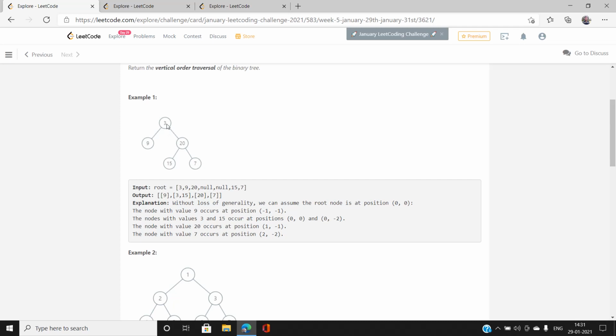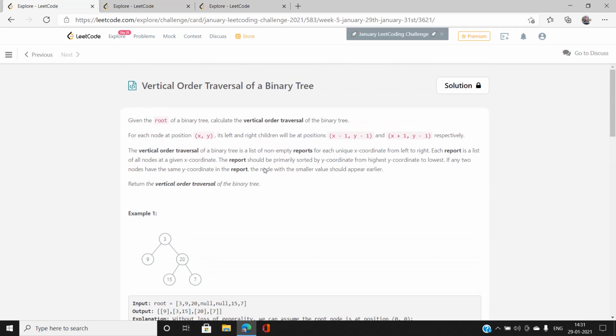Then when we move to the node with value 9, our x coordinate is going to decrease because we are moving to the left child, so it becomes minus 1, and the y coordinate will always increase. So for the node having value 9, our coordinates are minus 1 comma 1. Now there are certain rules for this vertical order traversal. The report should be primarily sorted by x coordinate, then by y coordinate from highest to lowest, and if any two nodes have the same coordinates in the report, the node with the smaller value should appear earlier.